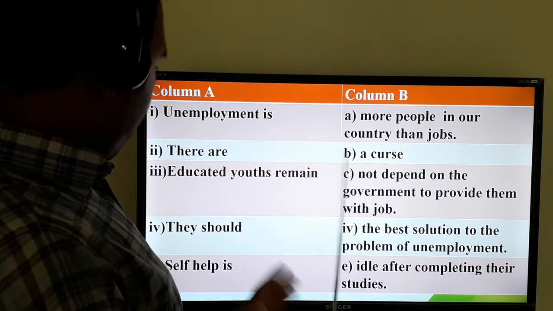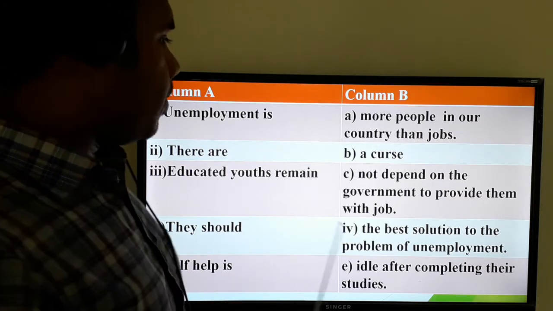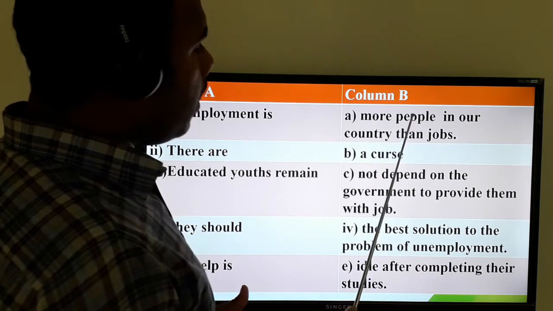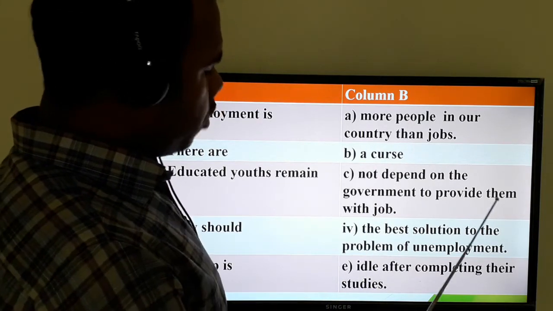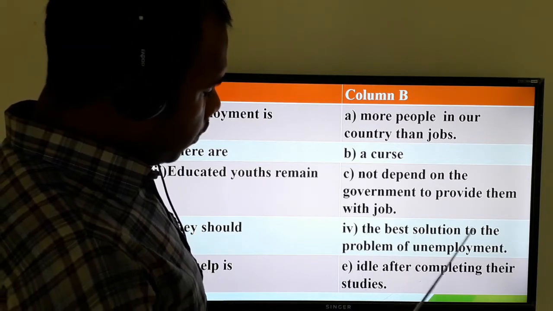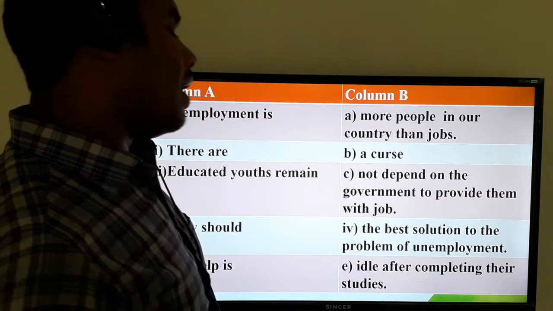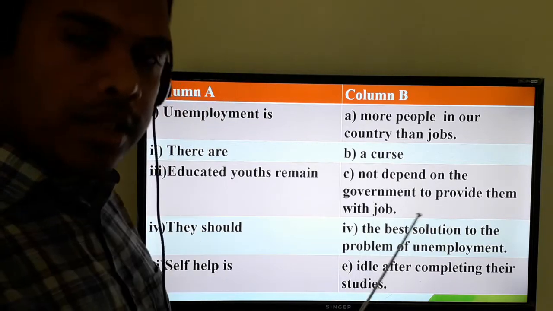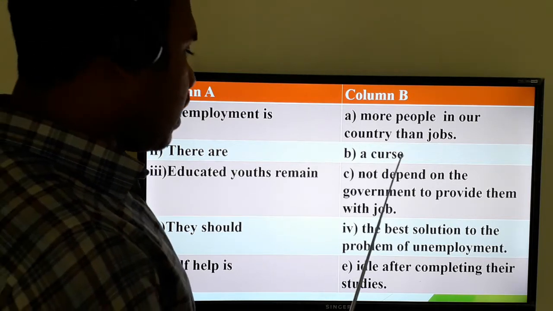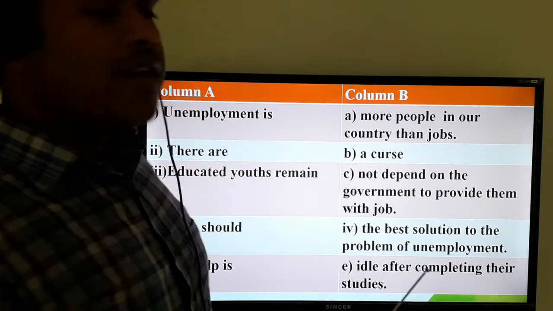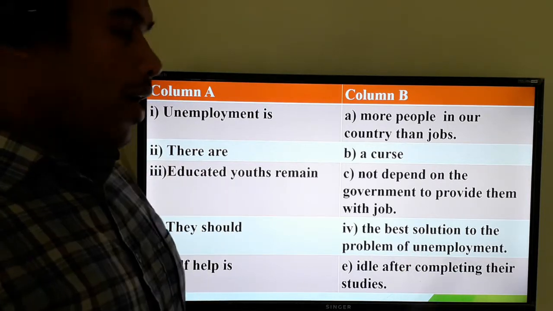Educated youths should practice self-help. There are more people in our country than jobs, and they depend on the government to provide them with jobs. The best solution to the problem of unemployment is self-help after completing their studies. So we're talking about one of the greatest problems in our country. Unemployment is a curse. Curse means that's not a blessing. That's a problem.